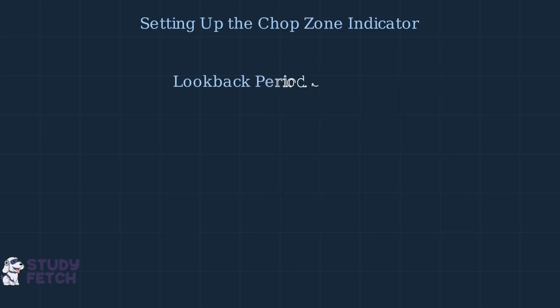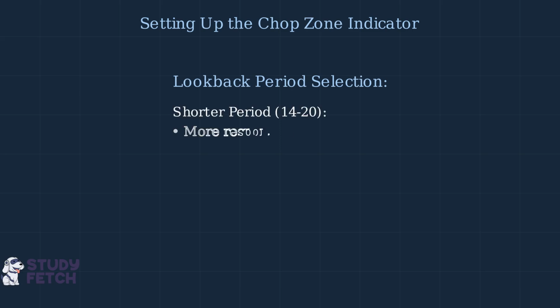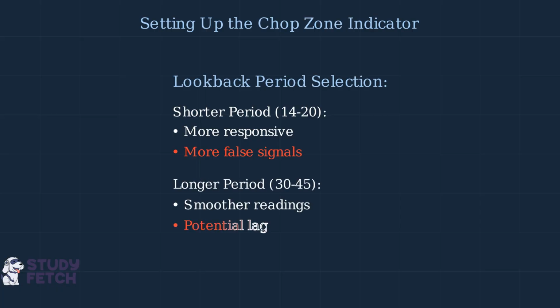When selecting a lookback period, you need to consider the trade-off between responsiveness and smoothness. Shorter periods, between 14 and 20 days, make the indicator more responsive to price changes, but this comes with more false signals. Longer periods between 30 and 45 days provide smoother readings with fewer false signals, but they may lag behind current market conditions.